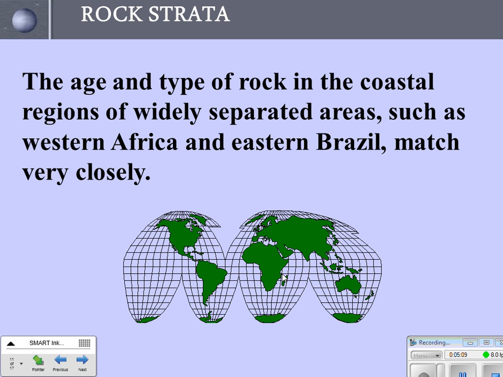Rock strata. The age and type of rock in the coastal regions of widely separated areas such as Western Africa and Eastern Brazil match very closely. So again, the little wing of South America and the armpit of Africa fit in together very nicely, and they have these rock layers that match up identically.